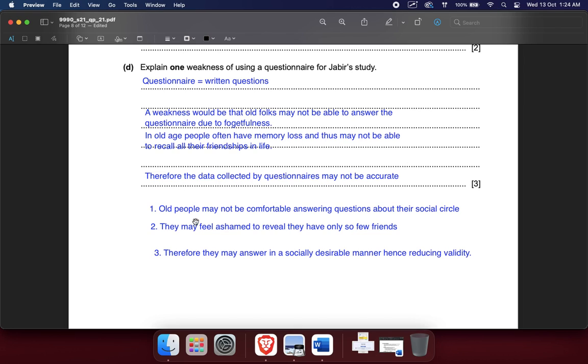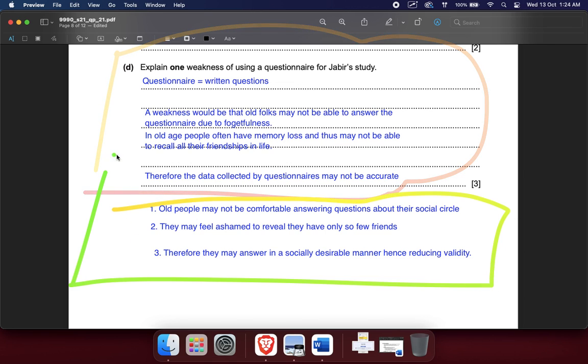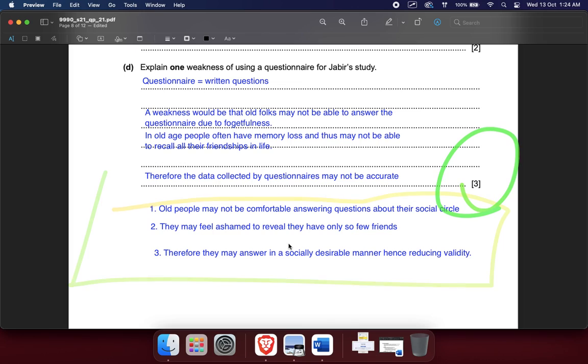Okay, so I explain. Old people may not be comfortable answering questions about their social circle. They may feel ashamed to reveal they have only so few friends. Therefore, they will answer in a socially desirable manner, hence reducing validity. So again, 3 marks here. You can see, as long as you have 3 distinct points that make sense, you should be well on your way to getting good marks for the exam.